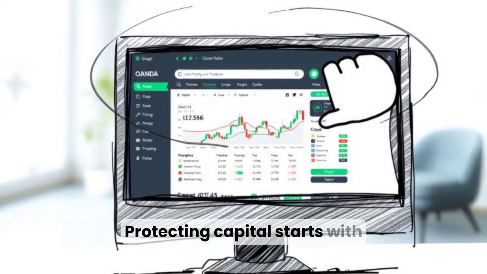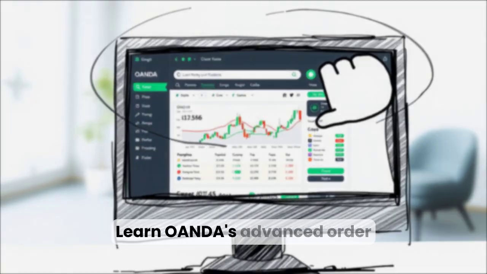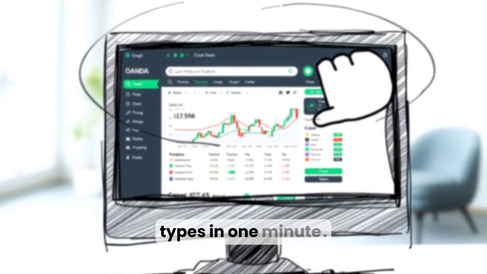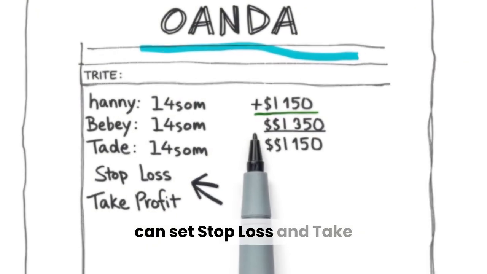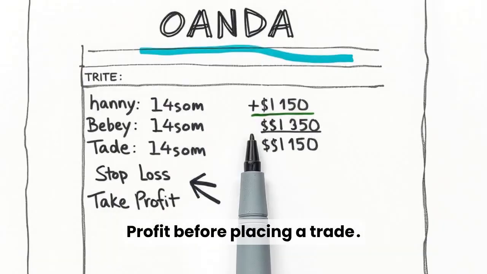Protecting capital starts with smart orders. Learn OANDA's advanced order types in 1 minute. On the OANDA trade ticket, you can set stop loss and take profit before placing a trade.